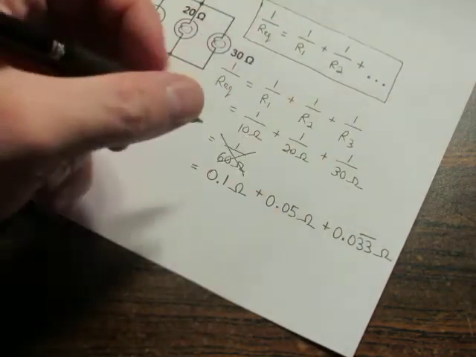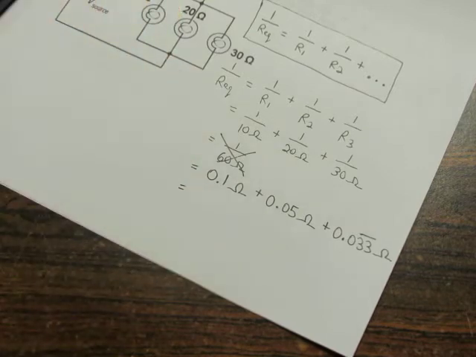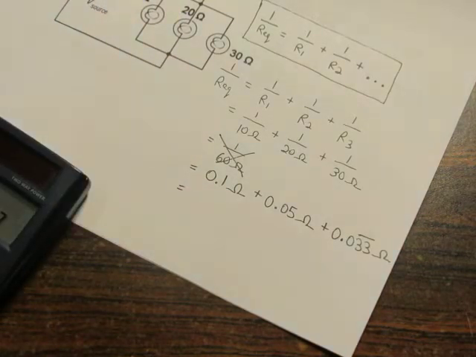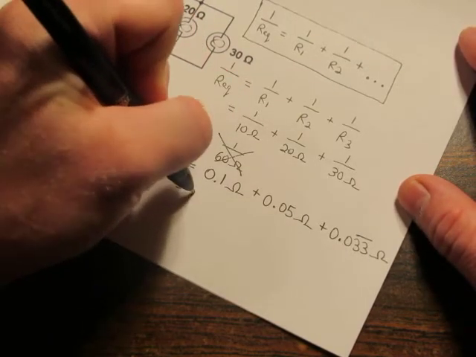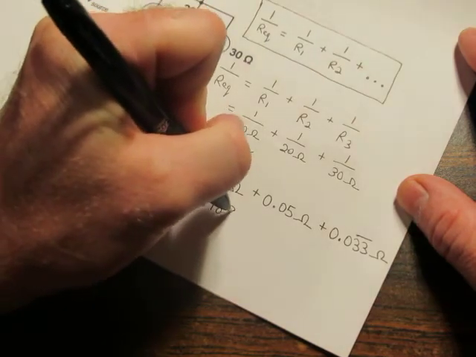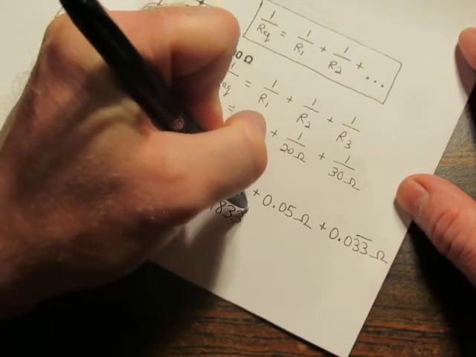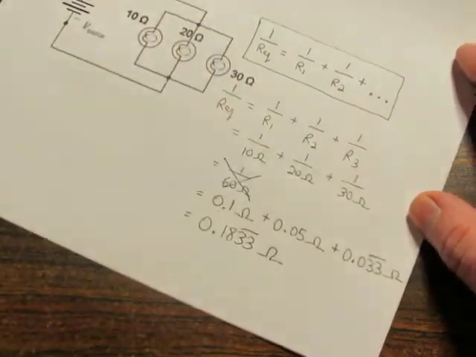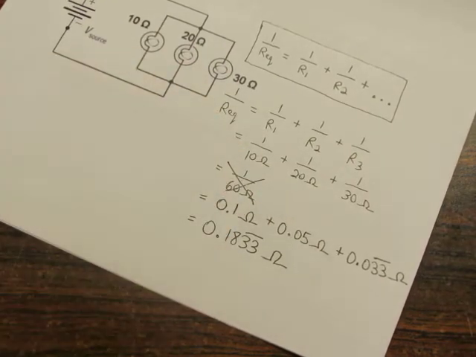Now you can just add all three of these together and have an easy answer where you don't have to go flipping fractions around. Okay, so the final answer comes out to 0.1833 repeating ohms. That's mathematically correct for what I have written on the page. That's not the right answer. And I did it on purpose because I wanted to point this out.